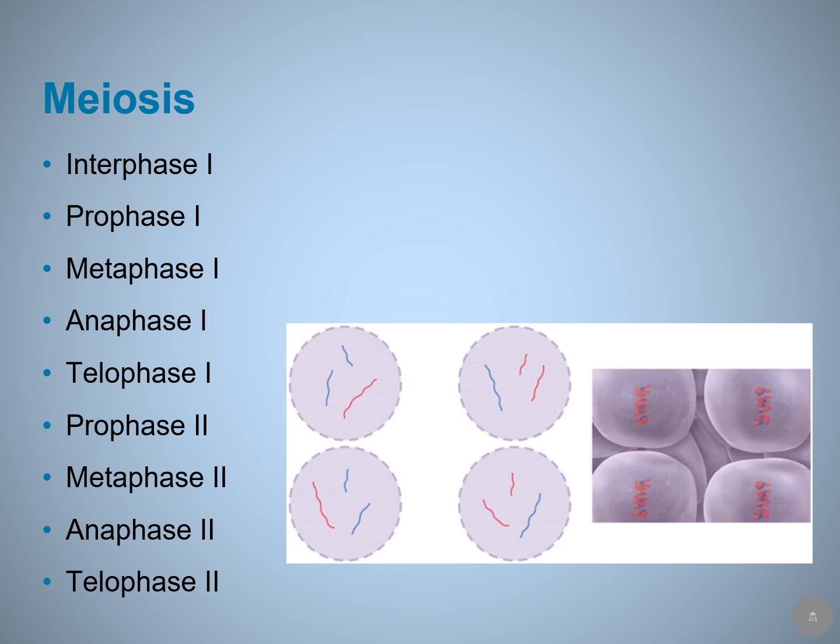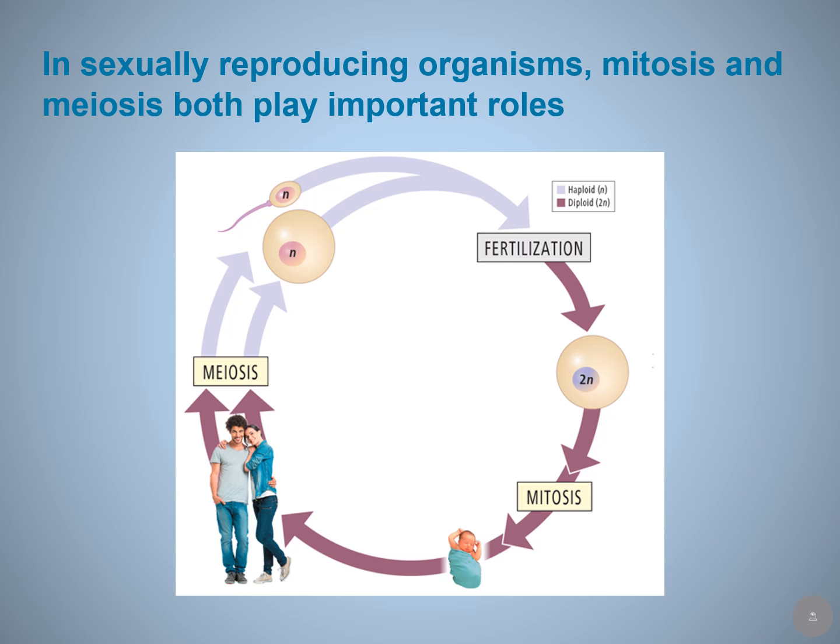And at the end of telophase 2, so at the end of meiosis, you should have 4 cells, which is what you can see over on the right, and each of them is going to have some genetic variation. So that's what we can see here.